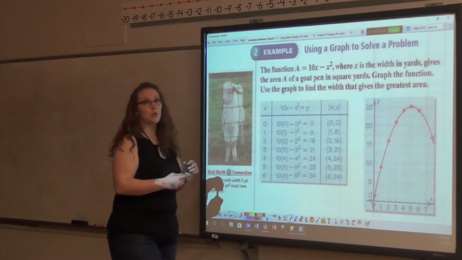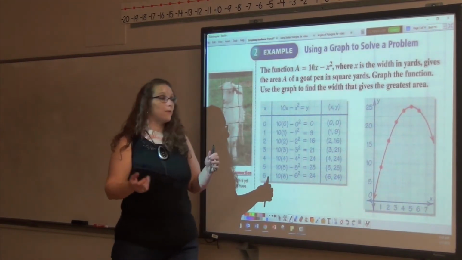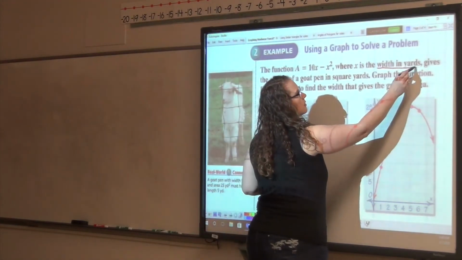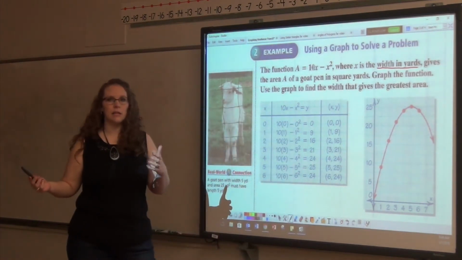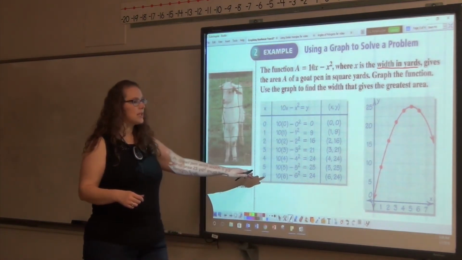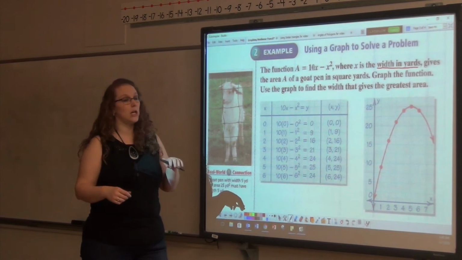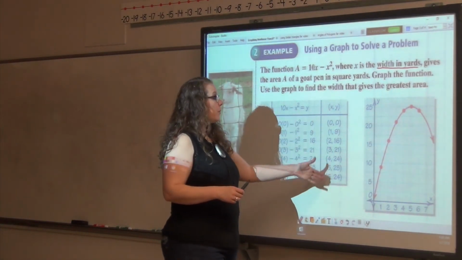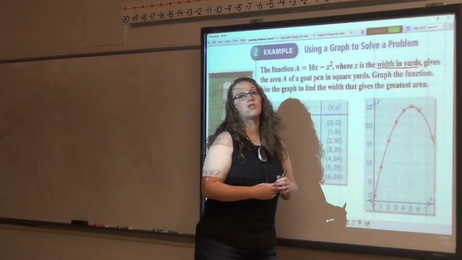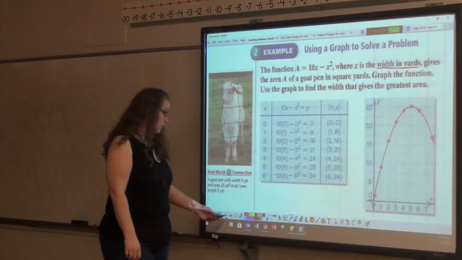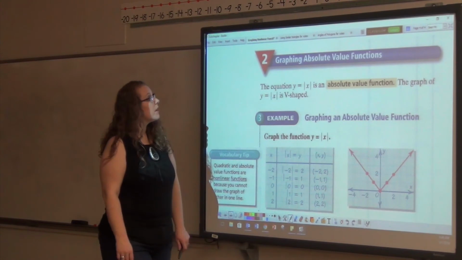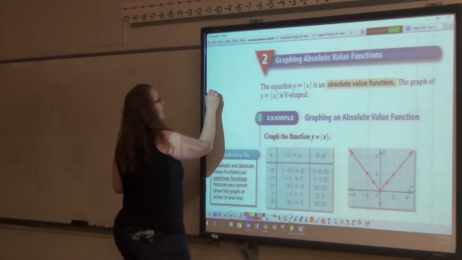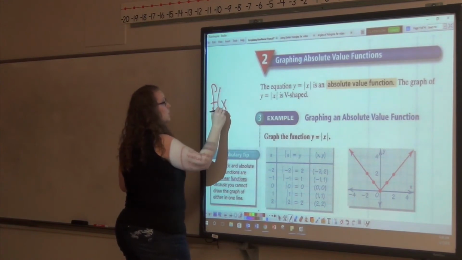In this case, they didn't choose any negatives, because we can't have a negative width of yards. If we're building a goat pen, we can't have negative yards, right? So they didn't choose any negatives, which is okay because it makes sense in the context of the problem. Choose your x's, solve for your y's, put them in ordered pairs, and graph them. This is just like we did with graphing linear equations, okay? All right, this equation is a little bit different. I'm going to write it in function notation so you get used to that.